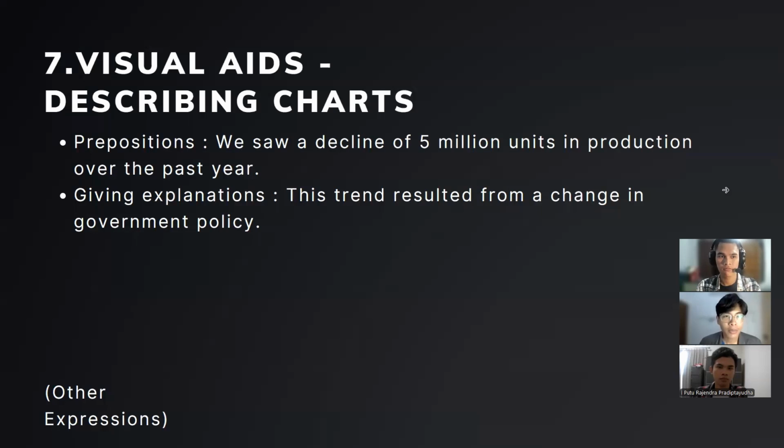The next one is prepositions. We saw a decline of 5 million units in production over the past year. Giving explanation. This trend resulted from a change in government policy. Next.